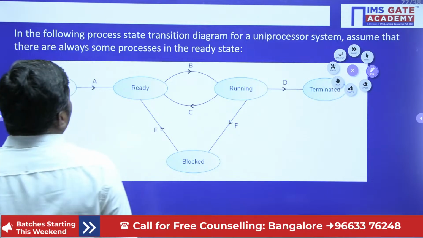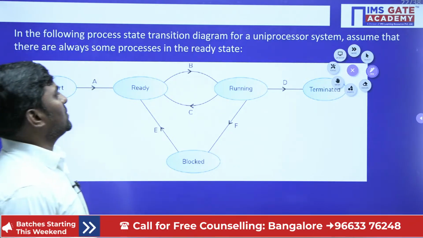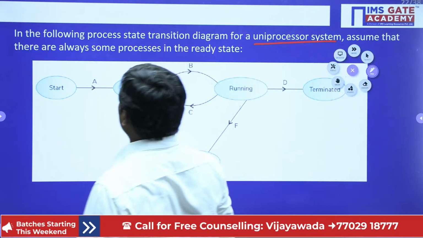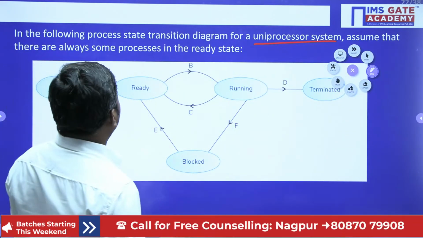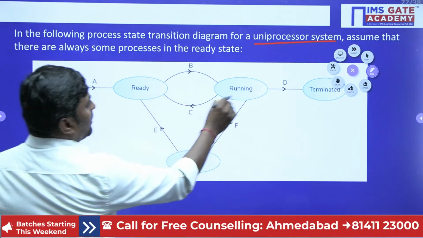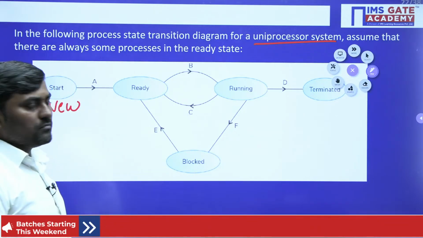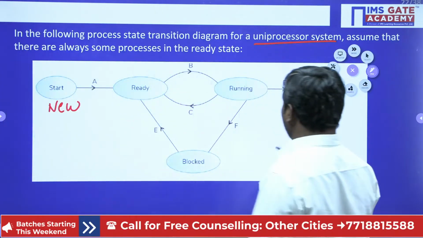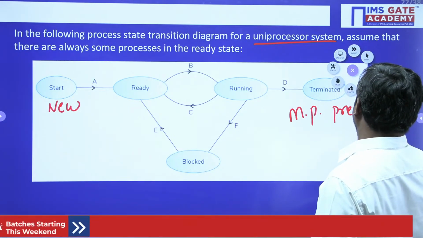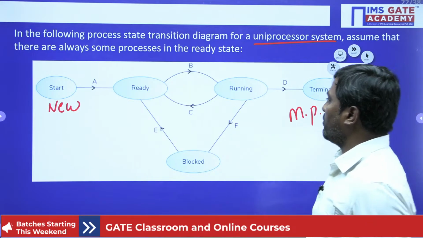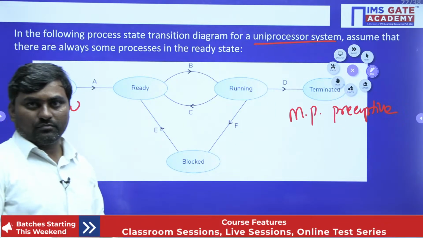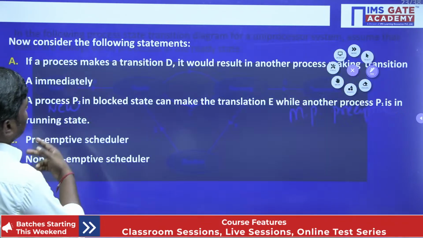In the following process state transition diagram for a uniprocessor system, single CPU, assume that there are always some processes in the ready state. There is a new state, ready, running, termination, and blocked state. First of all, I would like to say this is a multi-programmed, preemptive based operating system. By looking at this we can tell, because this preemption also is there. Transitions are labeled. Let's observe what they are asking here.